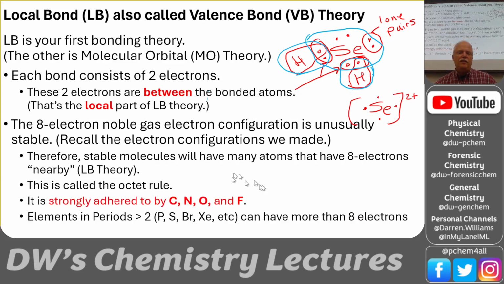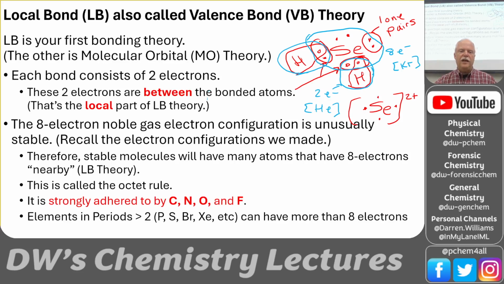So the stability of the molecules will have many atoms that have an 8 electron nearby. So that's why I'm counting up this as 8 here, 8 electrons, and it's very much like krypton. And then the sodium, or this hydrogen, has 2 electrons, which is very similar to helium. So they're very happy. They have their noble gas cores.